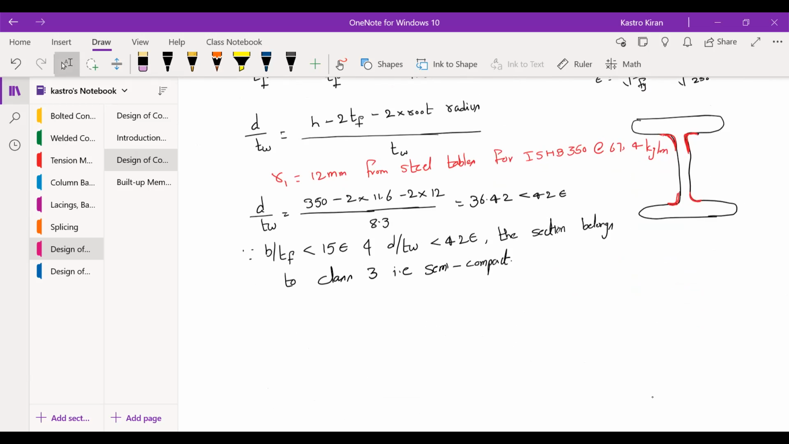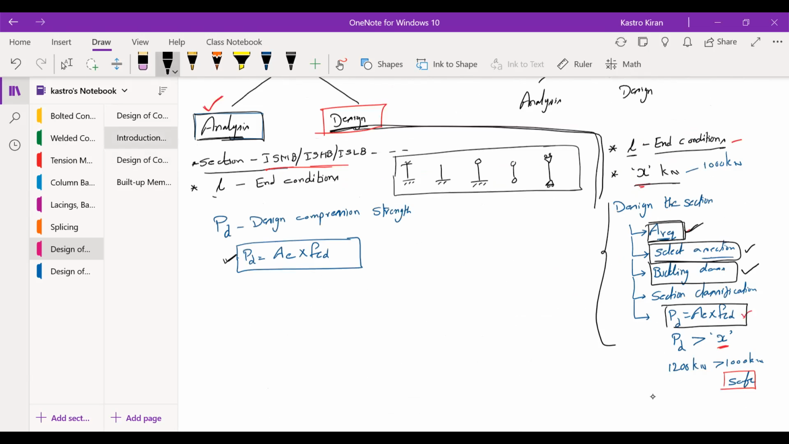Now, what is the next step which we have to do after finding out the section? We have to find out the Pd value. So we found out the section classification. Now we need to find out the Pd value. The Pd value can be found out by Ae into fcd. We know the Ae value, that is the effective area of ISHB 350, but we don't know fcd. So in order to find out fcd, you need to find out the slenderness ratio value.